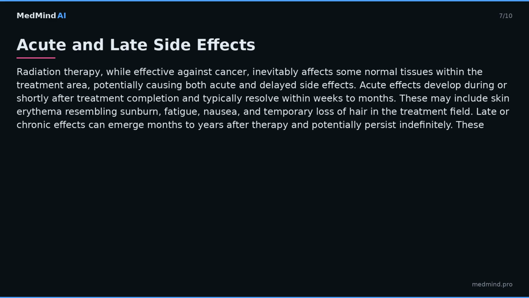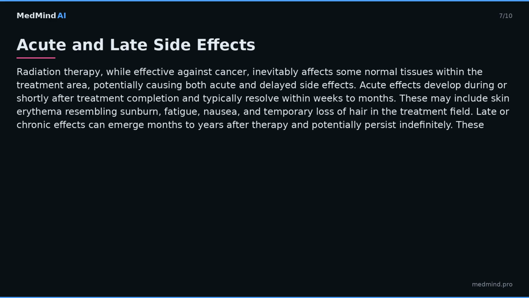Acute and late side effects. Radiation therapy, while effective against cancer, inevitably affects some normal tissues within the treatment area, potentially causing both acute and delayed side effects. Acute effects develop during or shortly after treatment completion and typically resolve within weeks to months. These may include skin erythema resembling sunburn, fatigue, nausea, and temporary loss of hair in the treatment field.